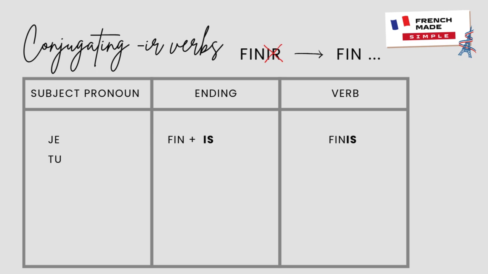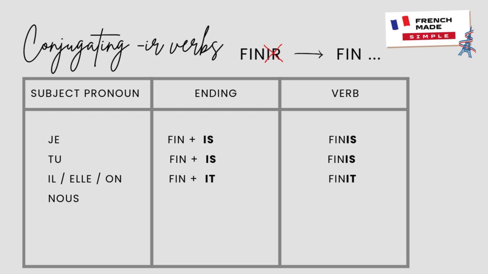For tu, the ending is IS. Therefore, I'll add it to fin, which makes tu finis, or you finish. For il, elle, or on, he, she, we, the ending is IT. Therefore, I'll add IT to fin and get il finit, elle finit, on finit.